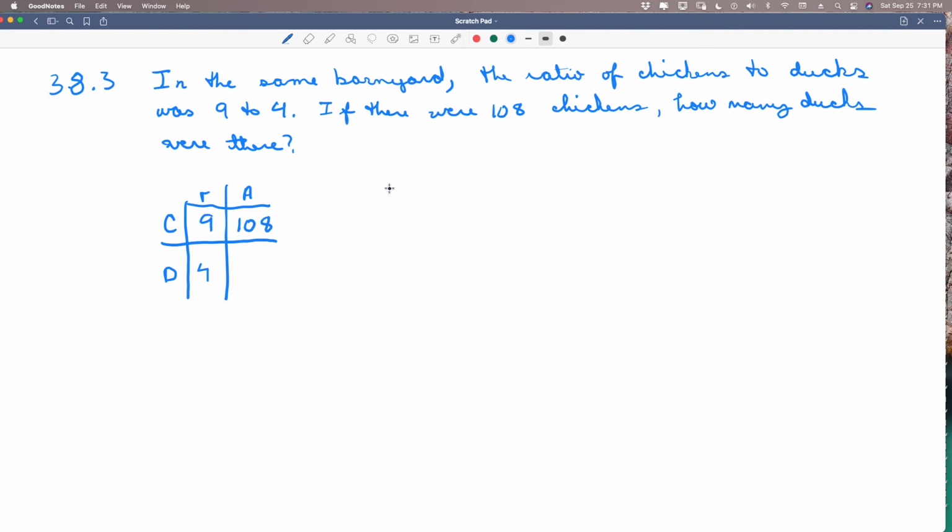So we just take this and set this up in exactly the same order. We put 108 over x because we don't know what x is. So 9 times x is 9x, and 4 times 108 is going to be 432. So we divide both sides by 9, and we find that x, the number of ducks, is going to equal 48. So now we know we have 48 ducks.